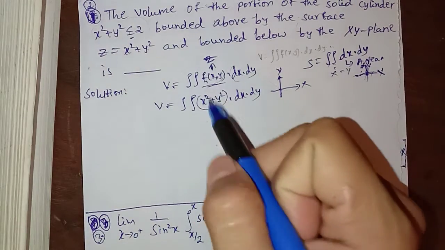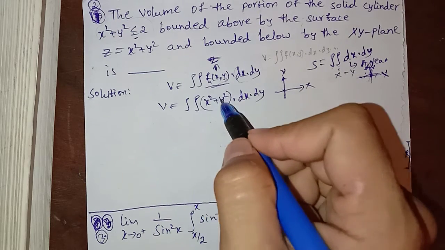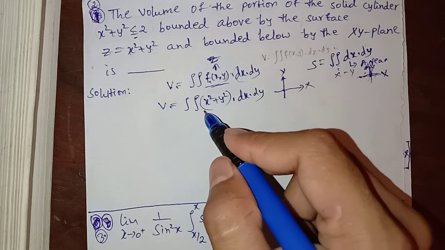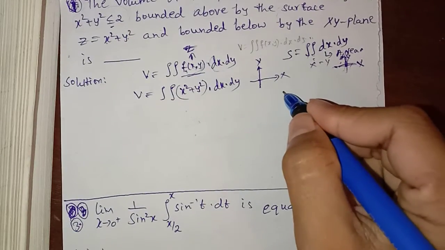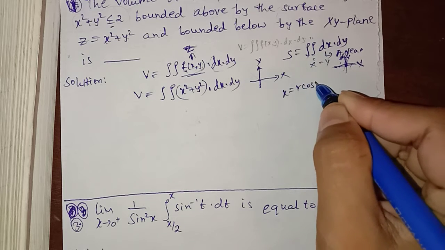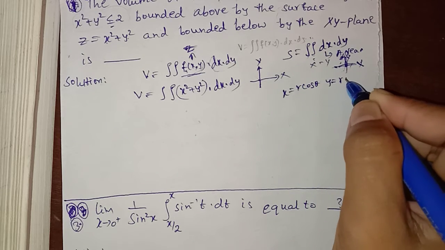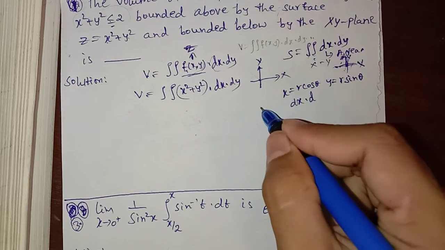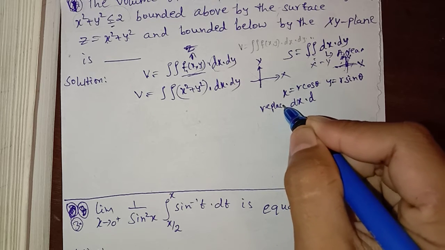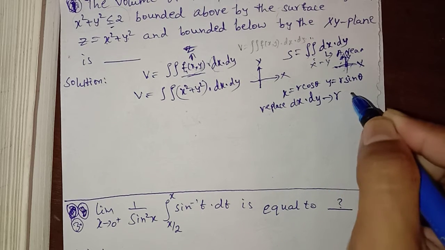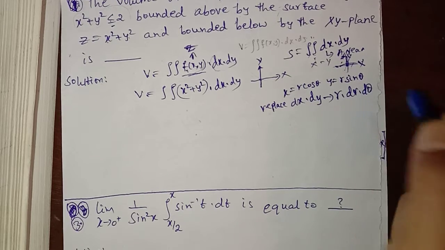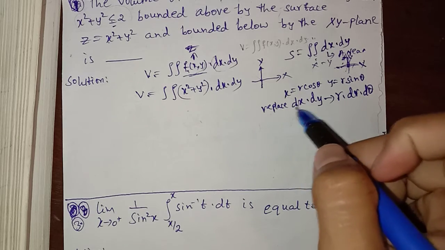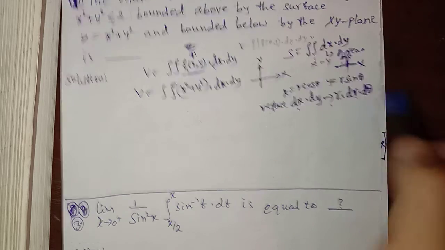Now we can change this to another form, such as putting x is equal to r cos theta and y is equal to r sin theta. Then, by polar coordinates, we can replace dx dy by r dr d theta.